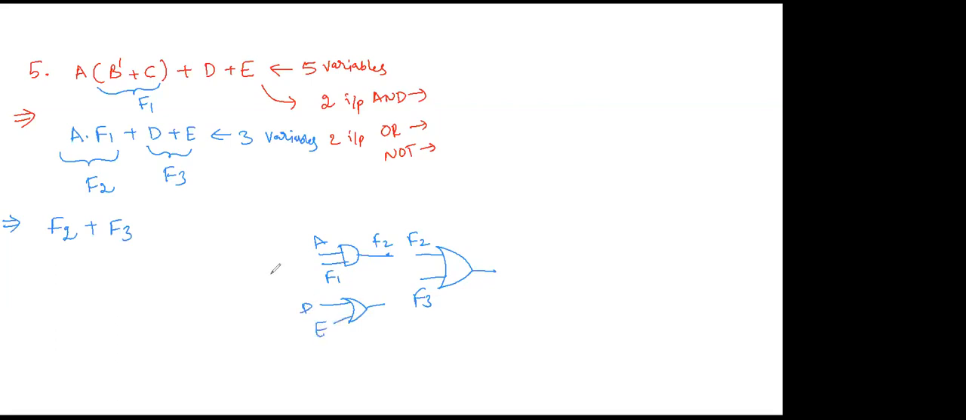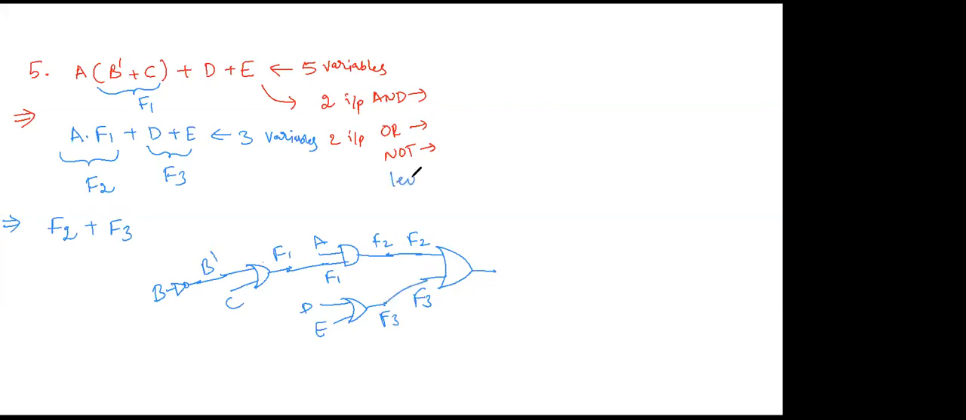What is F1? F1 is equal to B dash plus C. B dash plus C means OR gate. One is B dash, one is C. B dash we will get from the variable B through a NOT gate. Okay. So connect to B dash, F1, F1, F2, F2, okay, F3, F3. So how many levels are there?